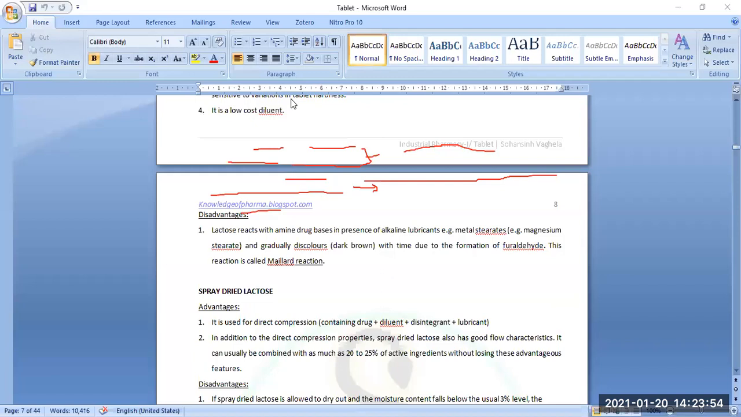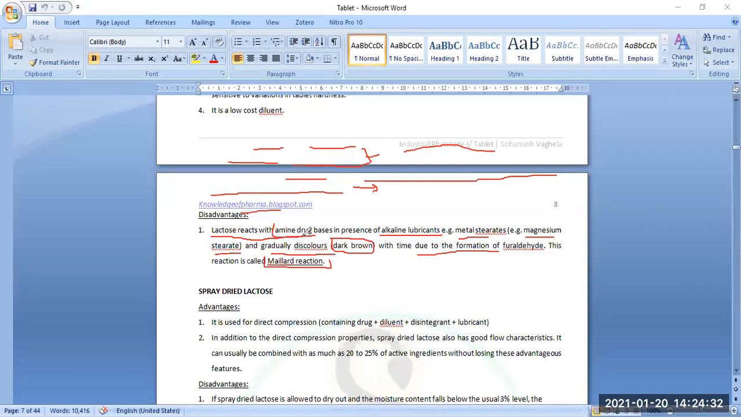But what is the disadvantage of this diluent? Now here is the disadvantage. Lactose reacts with amine bases in the presence of an alkaline lubricant, for example metal stearates, magnesium stearate, that is generally used as a lubricant in tablet formulation. It gradually discolors, changing into a dark brown color with time due to formation of formaldehyde. This reaction is called the Maillard reaction.